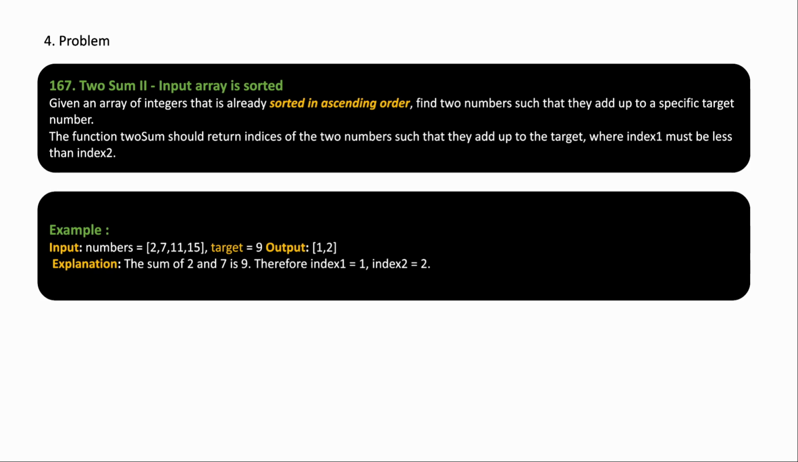So here the given array is 2, 7, 11 and 15, and the target is 9 and the output is 1 and 2. So what it says is, indices 1 and 2, if you add them up, or do the sum of it, the target you will get is 9.